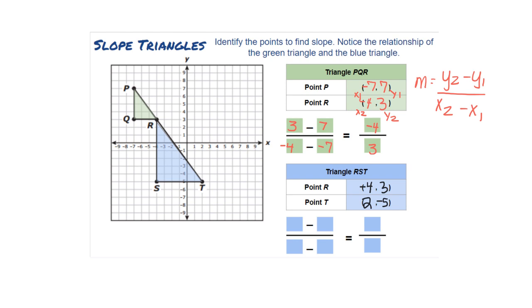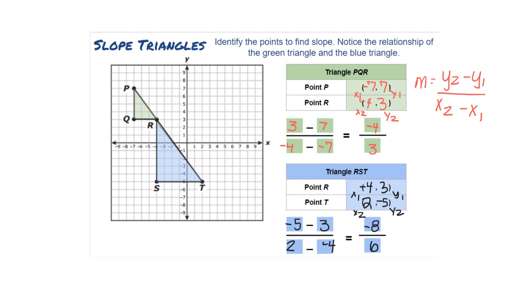The first step I will do is to find my y2 minus y1. So that will be -5 minus 3. -5 minus 3 is -8. Then I will do my x2 minus x1, which would be 2 minus -4. 2 minus -4 is the same thing as 2 plus 4, so that'll give me 6.